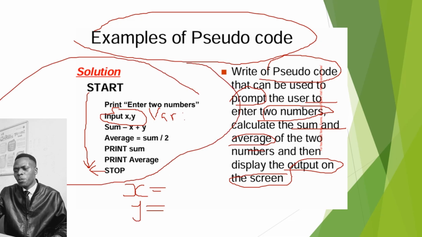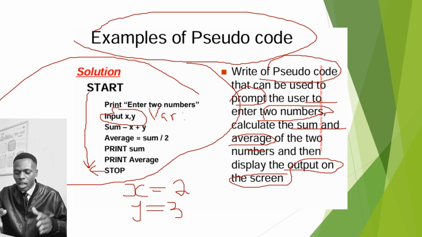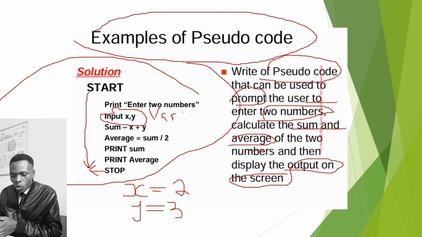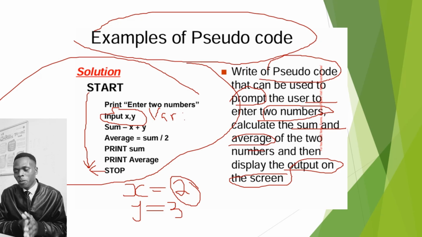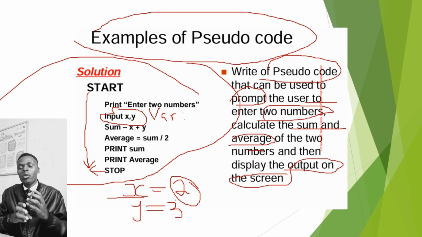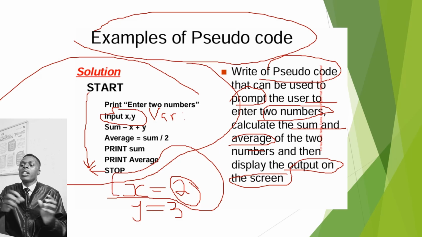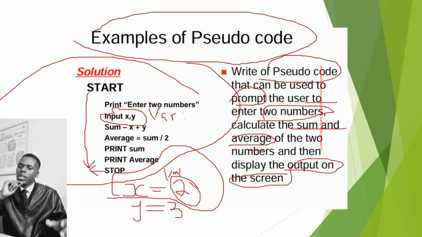So when you write your program and you are told to enter two numbers, let's say for x you enter 2 and for y you enter 3. That means x has been allocated 2, the value 2 is allocated to that variable, as we said. Let me not stress much about variables, because maybe you have been doing them.